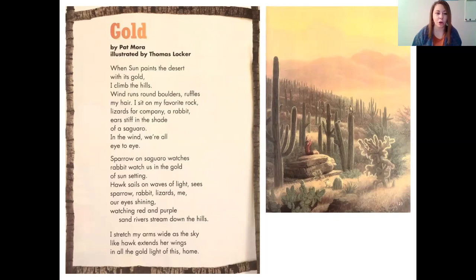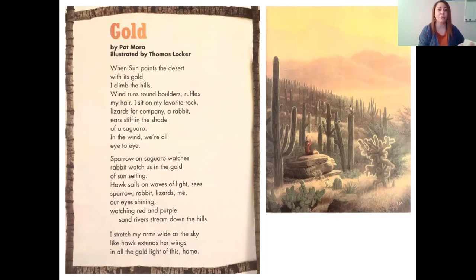In the wind, we're all eye to eye. Sparrow on saguaro, watches rabbit, watches in the gold of sun setting. Hawk sails on waves of light. See sparrow, rabbit, lizards, me, our eyes shining, watching red and purple sand rivers stream down hills. I stretch my arms wide as the sky, like hawk extends her wings in all the gold light of this home."